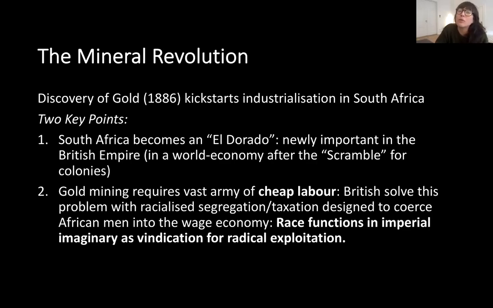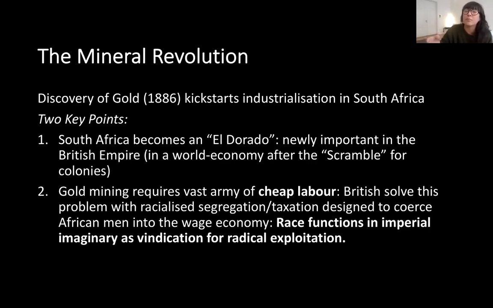Before the late 19th century, South Africa was a really marginal part of the British Empire. It didn't play a big role in the way that Britain thought about itself as an imperial power. But following the discovery of gold, South Africa became essentially the key to the British Empire. So there are two key points to take away from the mineral revolution. The first is that South Africa becomes something like an El Dorado for the British Empire.